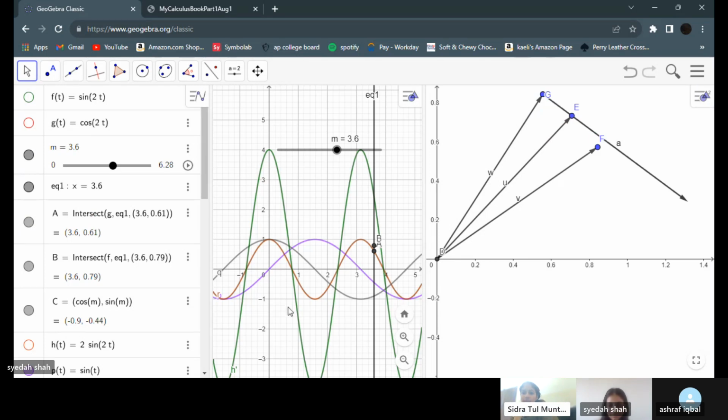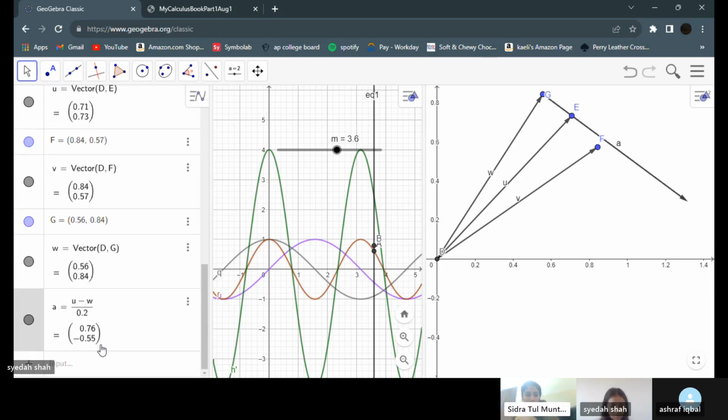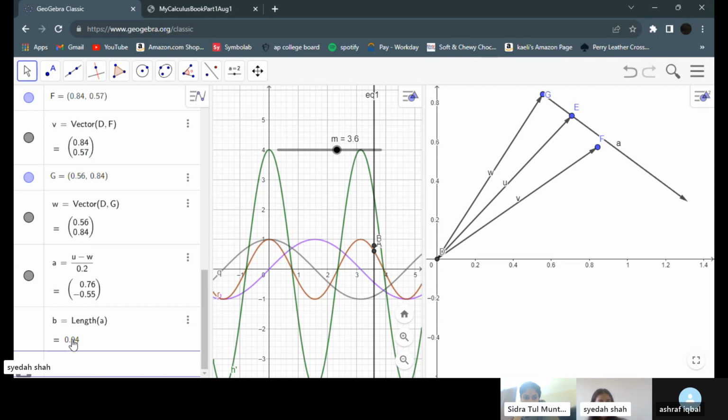Okay, so now look at it. You have just found the velocity, which was the velocity vector like A. Can you find the length of this velocity vector? Come down in the algebra window and write length of A. So what is the length? 0.94. Okay, so it is approximately equal to 1. So is our length right?